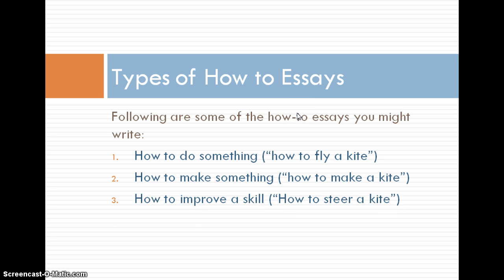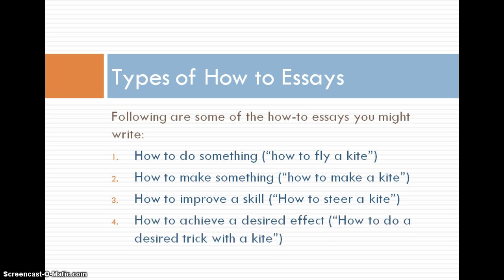How to improve a skill, like how to steer a kite. That would also be something. You could also finally talk about how to achieve a desired effect, like how to do a desired trick with a kite. Please notice the differences between these because you need to know the different types of how-to essays if you ever encounter them, because each one has us do something else. Or you could just have simply an expository essay, which is just going to explain a topic from a prompt.